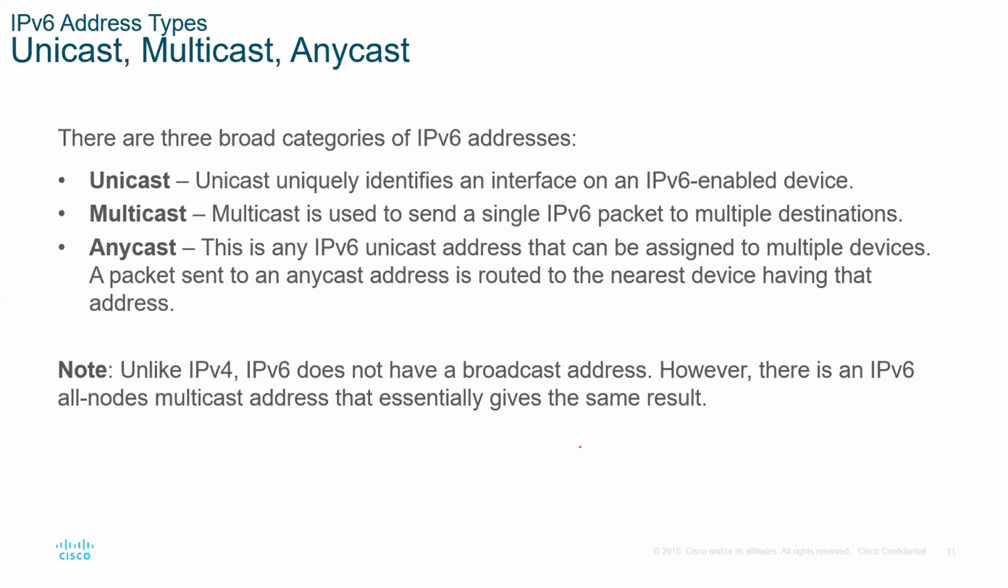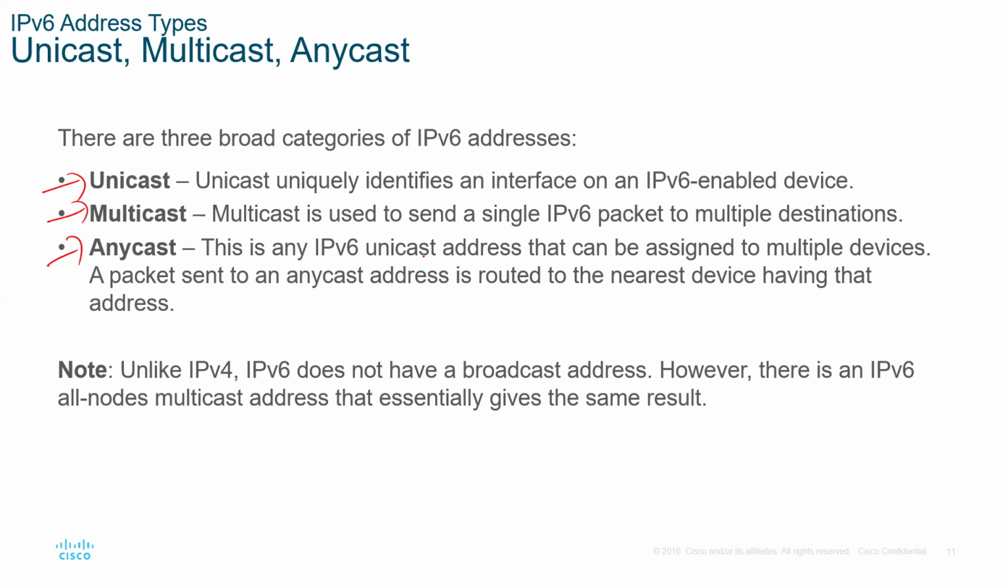Right. Let's move to address types. We have different types of IPv6 addresses. Unicast. We now know what unicast is. One device sending to one device, one to one. Multicast, that is one to many. Send a single packet to multiple destinations.